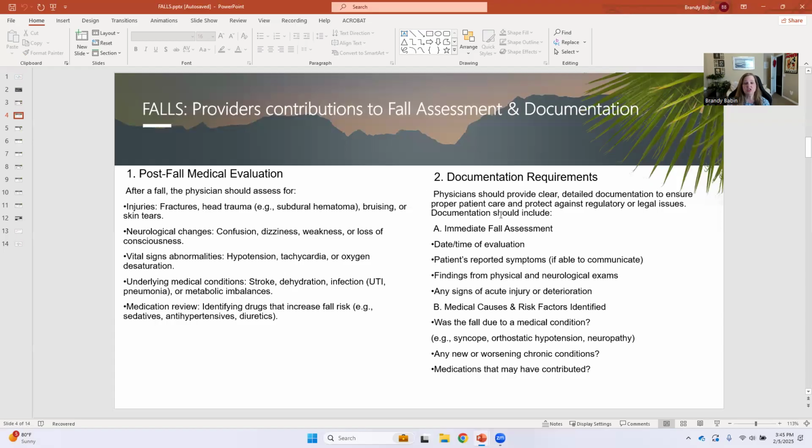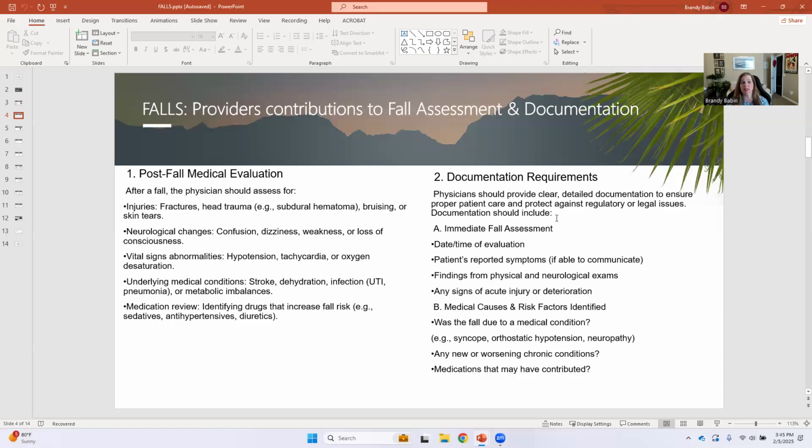So this says physicians. So physicians or physician extenders, nurse practitioners or physician's assistants should provide clear, detailed documentation to ensure proper patient care and to protect against regulatory or legal issues. So what needs to be included?